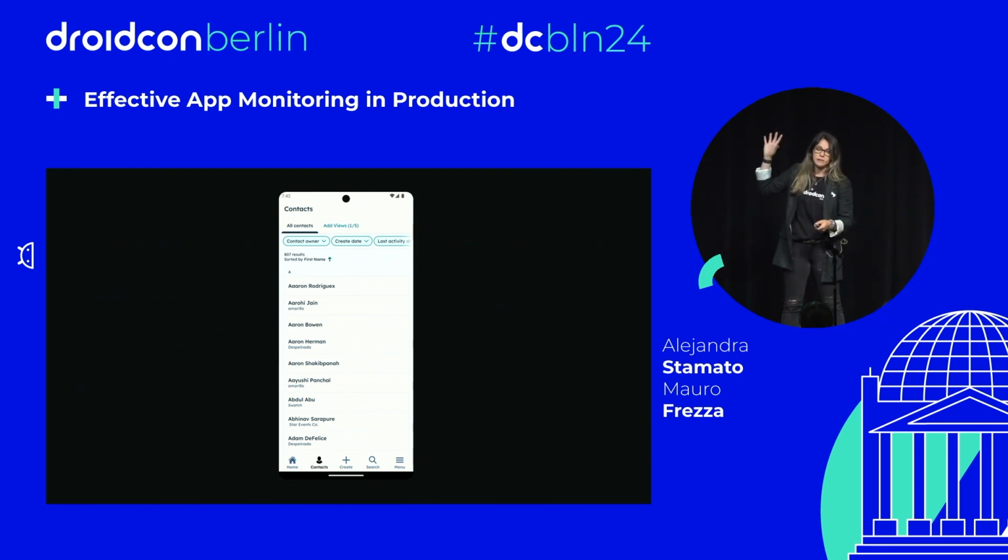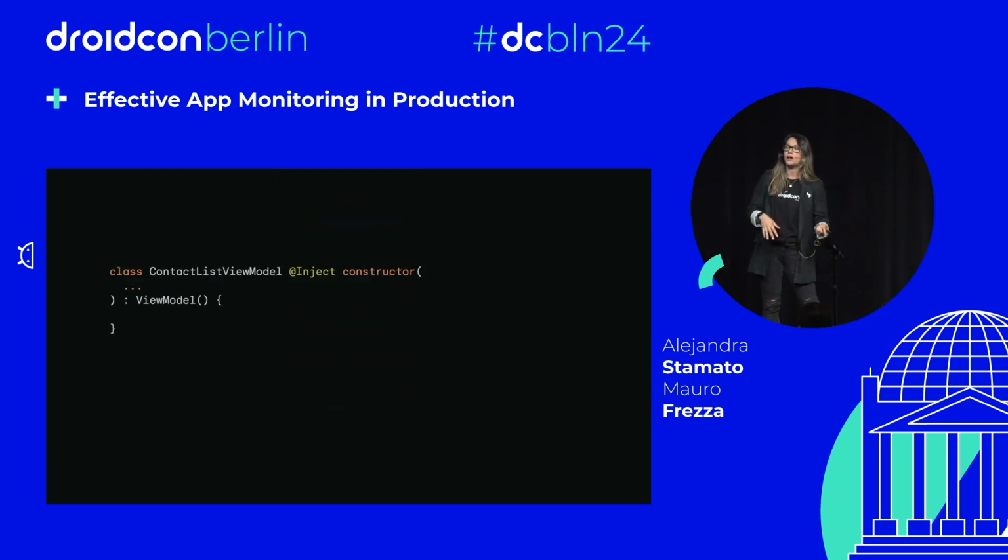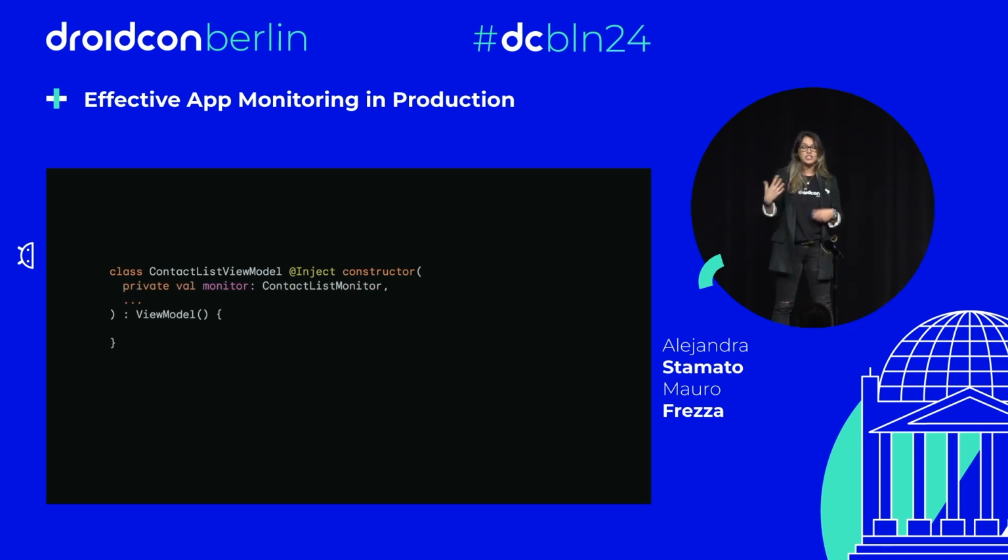So here we have, for example, another screen that is roughly a list of contacts, right? So we imagine to render this screen, we're going to have our composables, and we're going to have our business logic hoisted to the view model, like the contact list view model, and that extends the architecture components view model. And it's going to receive a class like monitor, contact list monitor, that is going to be in charge of sending the correct event to whatever system needs to receive this data. We're going to see about who this monitor is in a second.